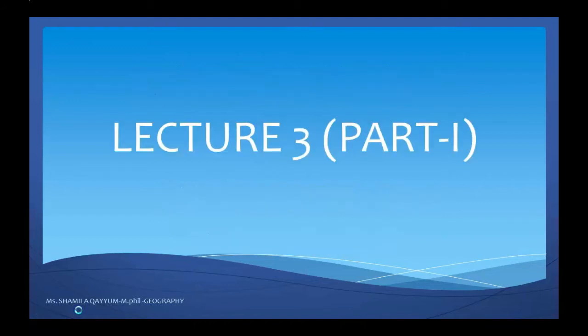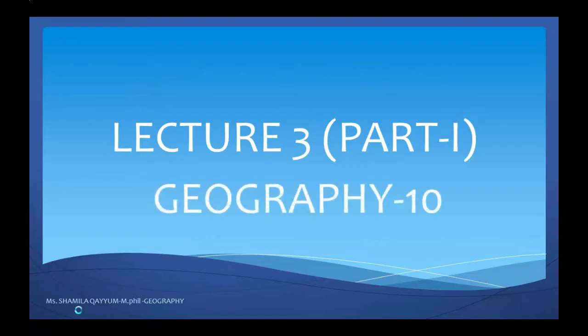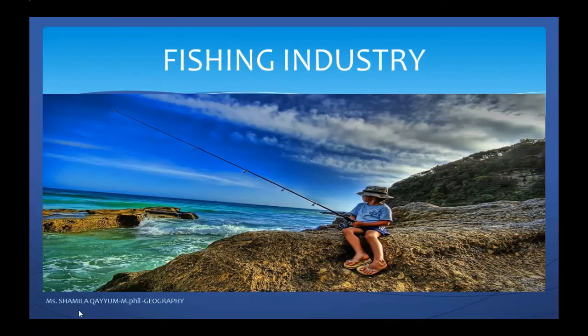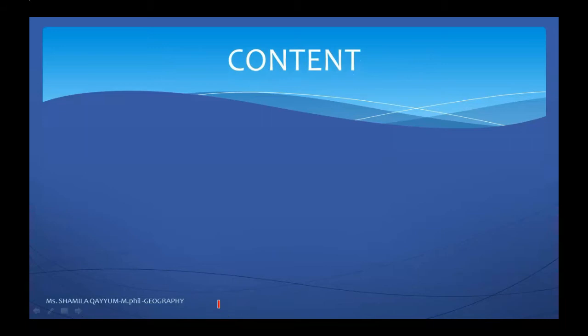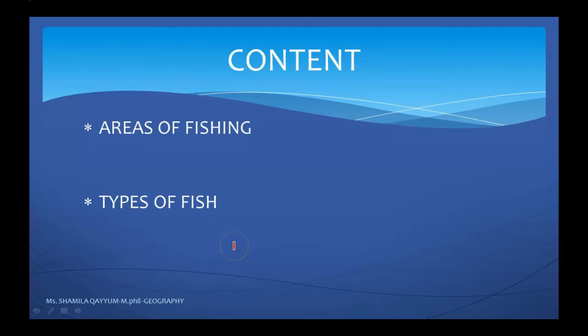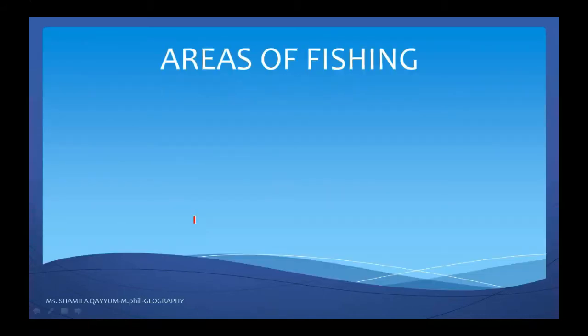Today we are going to discuss your third lecture, part 1, from your O-Levels textbook, The Environment of Pakistan, page 97, taken from Unit 6, Fishing Industry. In this lecture we are going to discuss the following topics. First one is areas of fishing, in which we discuss different areas used for fishing in Pakistan. In the second part, we will describe different types of fish found in these areas. This lecture is actually divided in two parts and both parts will be discussed side by side in the whole lecture. Let's start from areas of fishing.